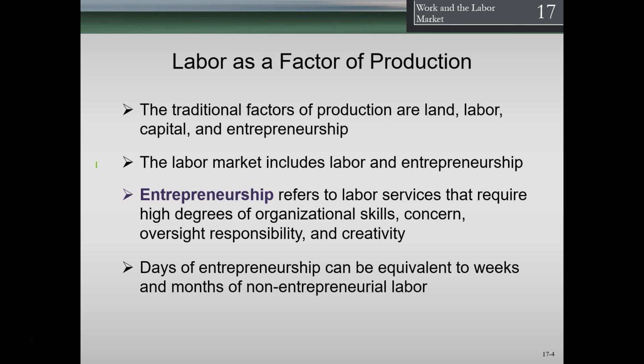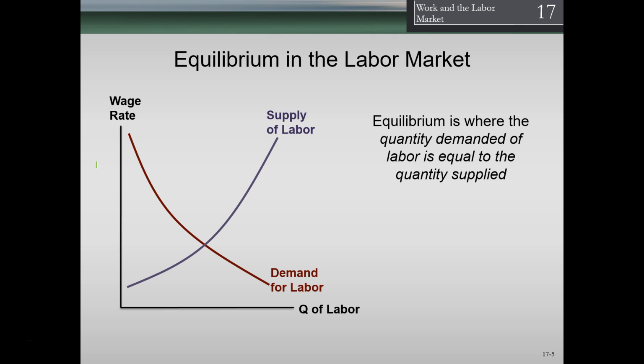So these days of entrepreneurship can be equivalent to weeks and months of non-entrepreneurial labor, meaning the entrepreneurial labor is more of the critical thinking, the problem solving, the new ideas that are going to be out there. If those things are not present in a production process, then the standard labor can take a lot more time. It takes a lot more labor if the production process is not efficient than if we had some entrepreneur-type ideas and skills to increase the efficiency of the production process. That is equivalent to a lot of other labor time.